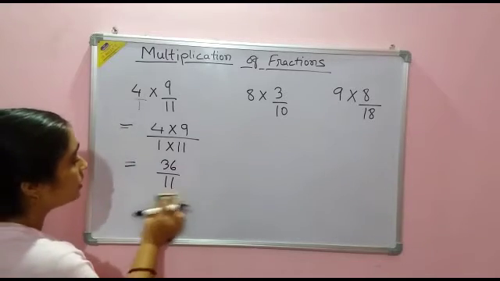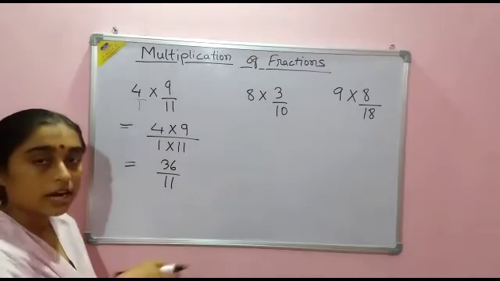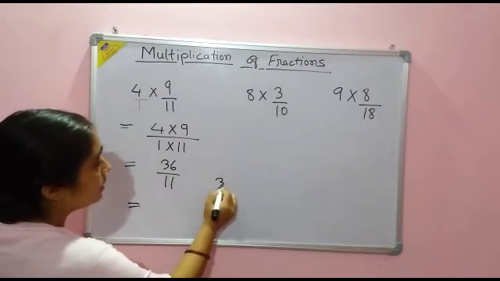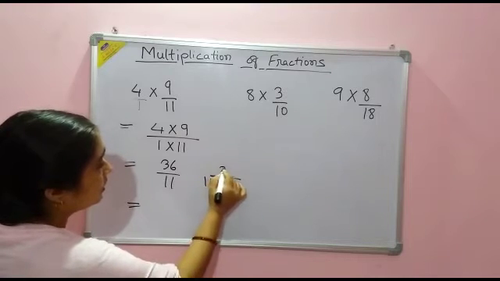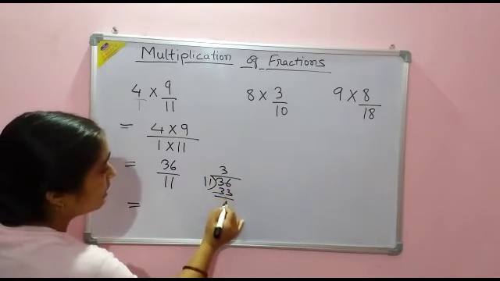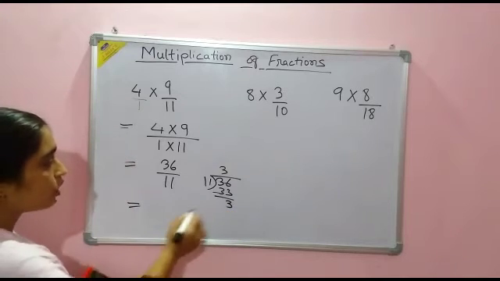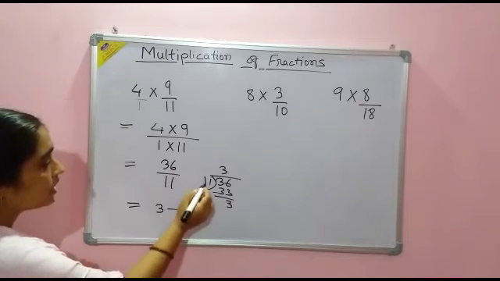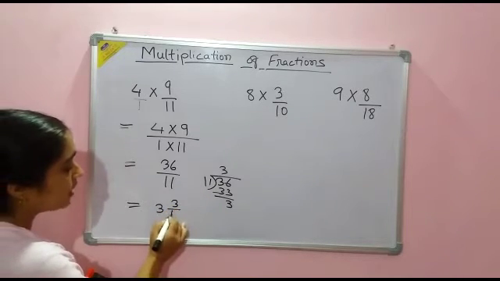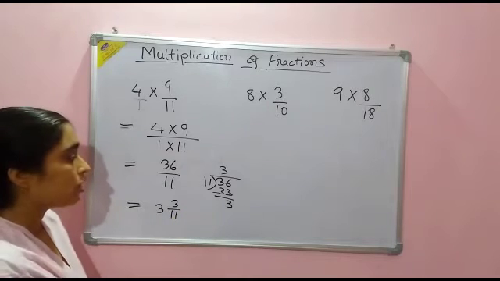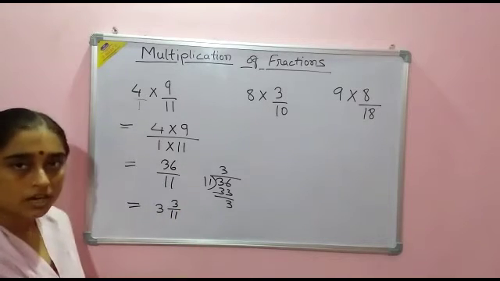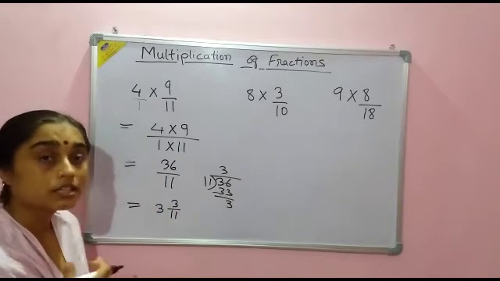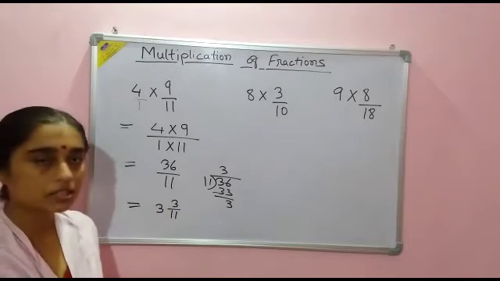Now whenever the answer is an improper fraction, try to write it as a mixed fraction. How will we write it? 36 divided by 11, 11 3s are 33, minus, it is 3. So how will we write it? The quotient 3 as the whole number, then the remainder 3 as the numerator and the divisor 11 as the denominator. This is the answer. Understood? Whenever the answer is a proper fraction, you write it as it is, and whenever the answer is an improper fraction, you convert it into a mixed fraction, then write it.